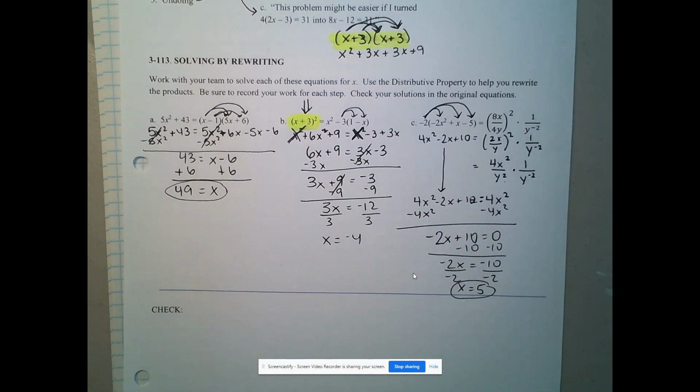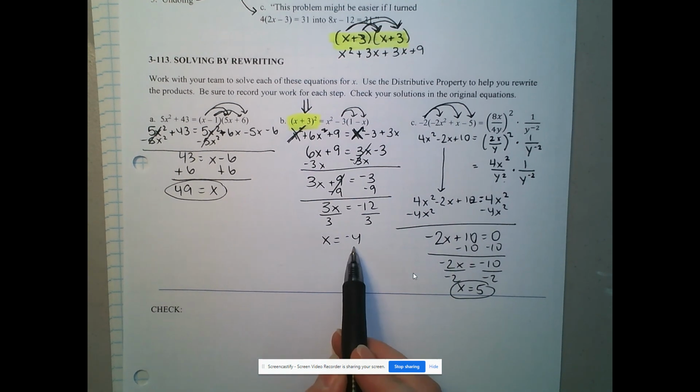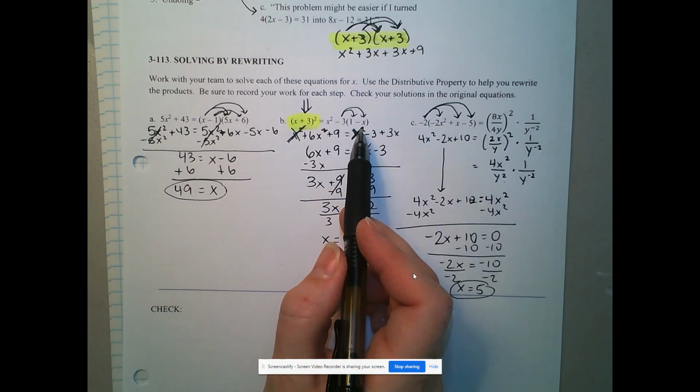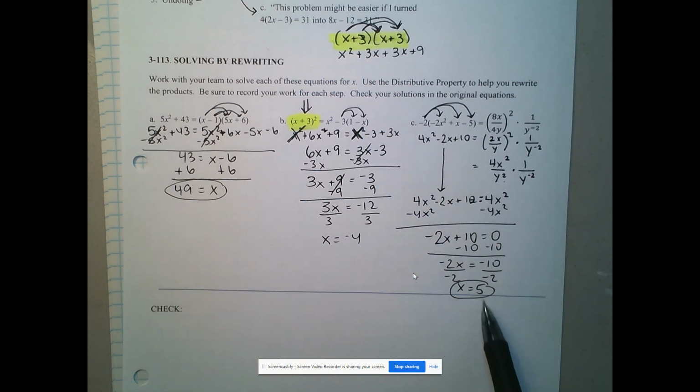Keep going. The two problems that are here remaining, B and C, you can also look at the check on the hard copy of the notes. If you substitute negative 4 back in for all of the x's, the left side should equal the right side. And if you substitute on C 5 back in for all of the x's, the left side equals the right side.